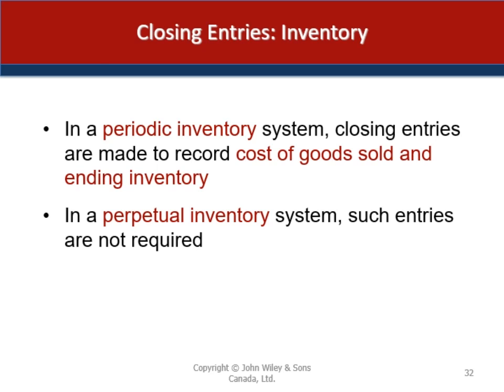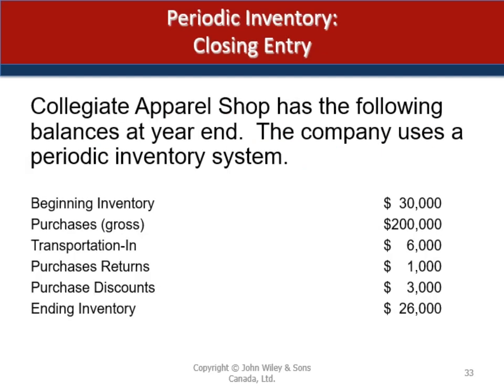An example of a periodic inventory closing entry would be what's shown here. The Collegiate Apparel Shop apparently has the following balances in its periodic inventory system. The beginning inventory was 30,000, ending inventory is 26,000, so we sold 4,000 more than we bought. What we bought was 200,000 gross purchases, and the transportation in would increase the value of the inventory purchases. Purchase returns and purchase discounts would reduce the amount of net purchases.